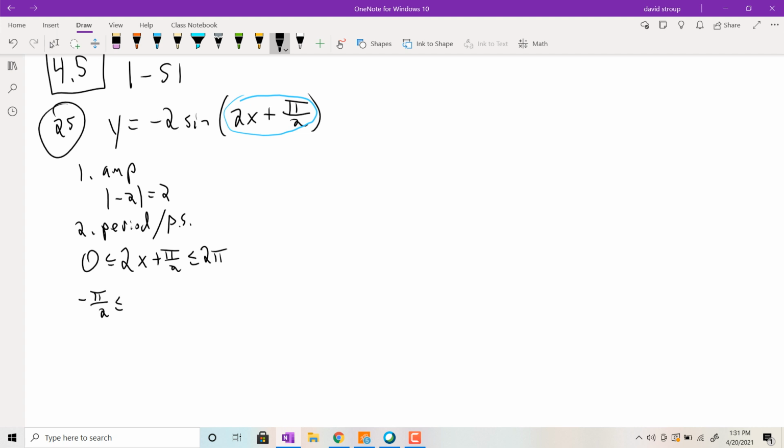And so I can easily see the period. I'm not going to add the 2 pi and the pi over 2 together. Right? So I just have 2x less than or equal to 2 pi minus pi over 2. Okay. Then I need to multiply everything by 1/2 to get x all by itself. And I'll be able to clearly read off the period and the phase shift. So the phase shift is negative pi over 4. The period will be pi.